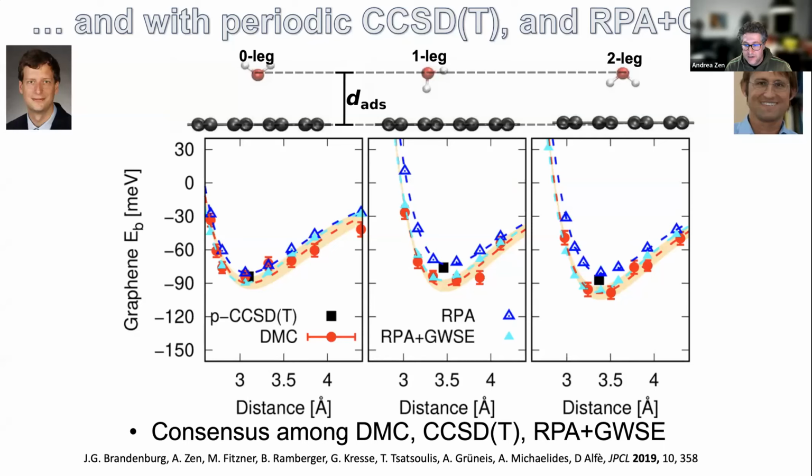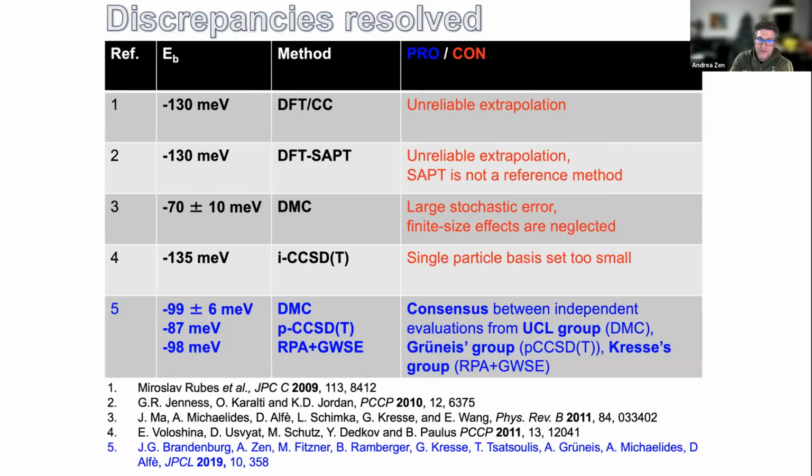And Georg Kresse made RPA with the GW single energy corrections, obtaining the curves that are here. So there is a very good agreement among these approaches, and we are confident that we have a quite accurate estimation of this interaction.